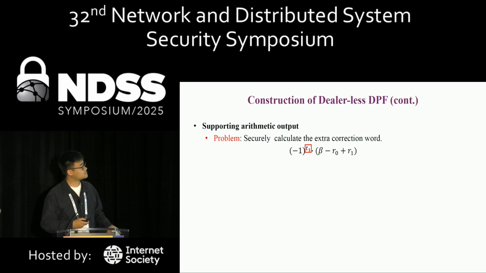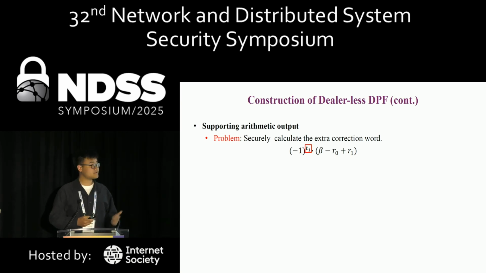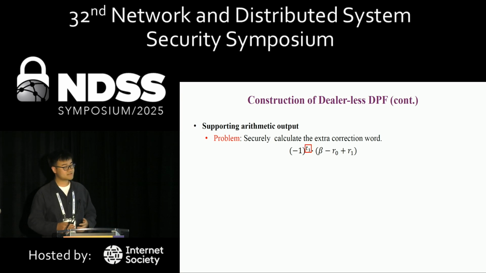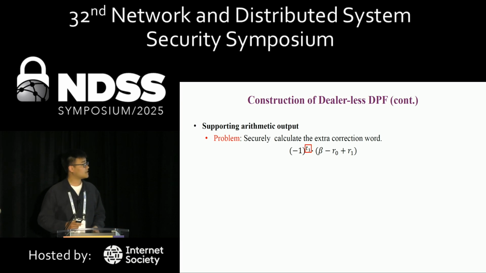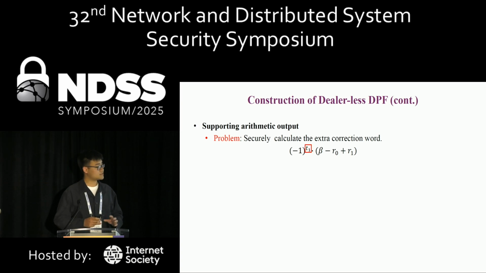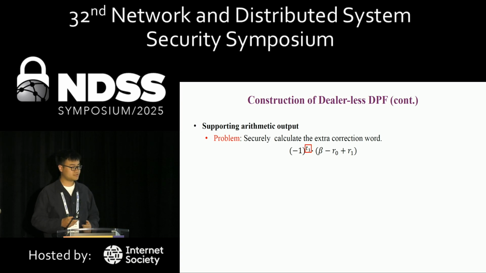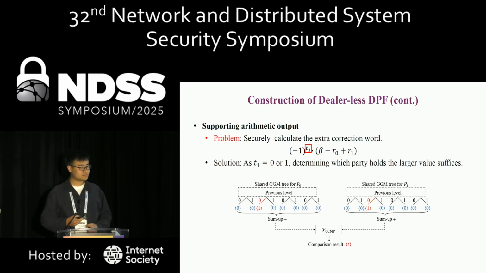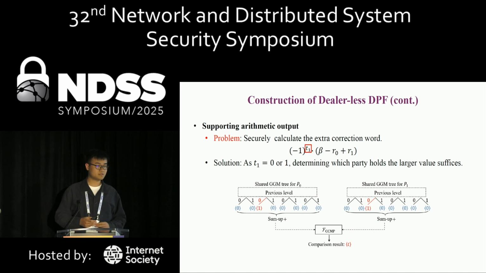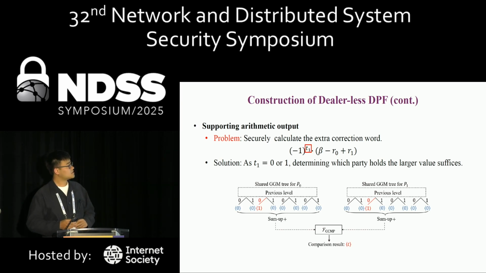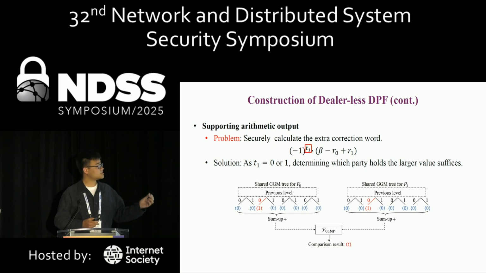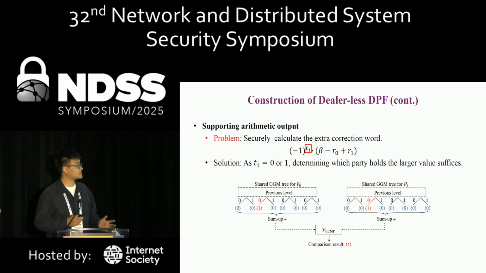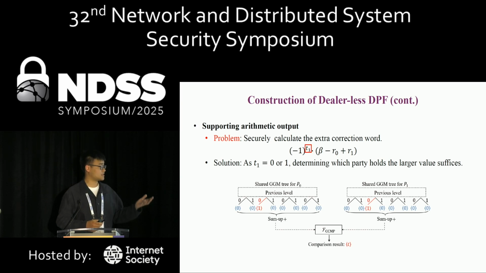During this calculation, we have to complete the computation of this equation, and this equation requires that we have knowledge of T1, which is the control bit held by party 1. But this is a distributed two-party computation protocol, and during the protocol, it is hard to compute the powers of -1 based on T1's part. So our solution is that because T1 is only a 1-bit value, T1 equals 0 or 1, there are only these two conditions, and we can turn this problem into determining which part holds the larger value. If the part holds the larger value, we can infer that they hold the big value of 1.